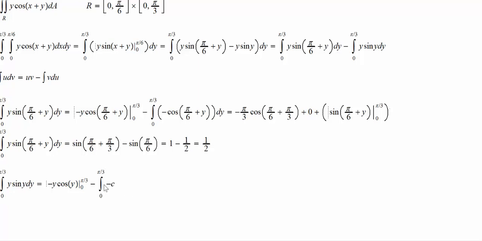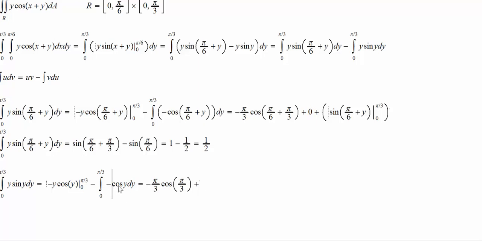So that becomes how much? First we get negative pi over 3, okay? And now we have cosine of pi over 3, right? So that's going to be how much? 1 over 2. We'll write that in the next step. And then when we go to the lower limit, this is 0. So the y value will be 0. So that's just going to be 0, right? And then plus the antiderivative of cosine y is sine y.